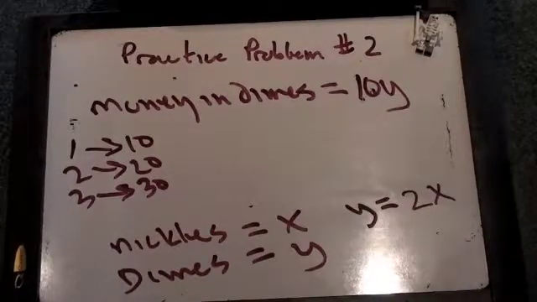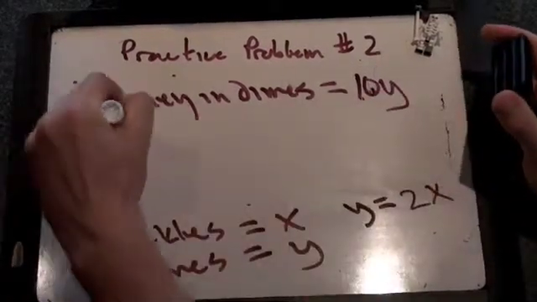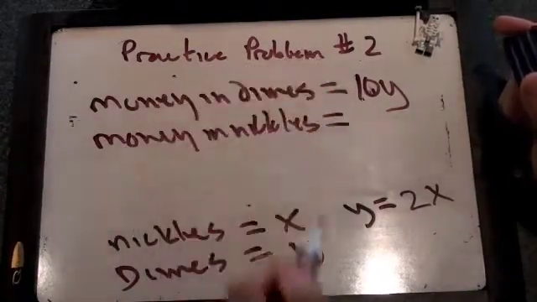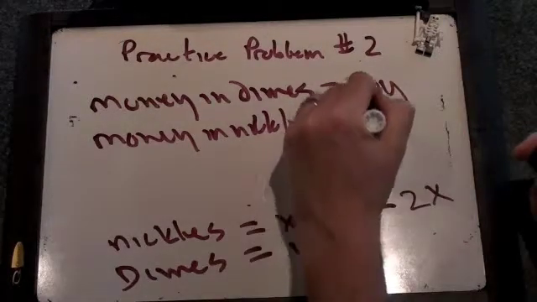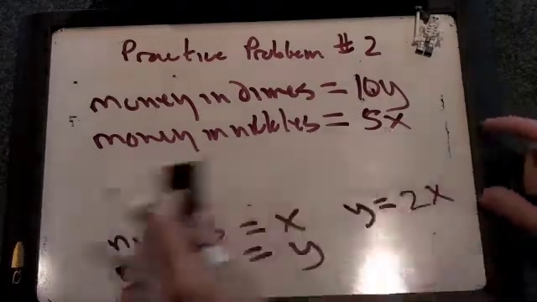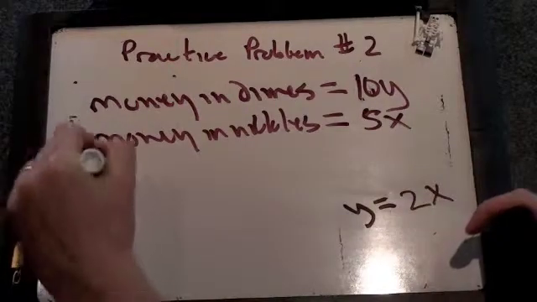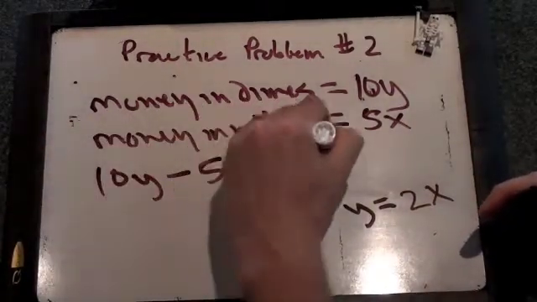Okay, how much money does he have in nickels? He has x nickels. It's 5x. 5x, very good. And it says he has 75 cents more in dimes than in nickels. So he has 10y minus 5x equals 75.